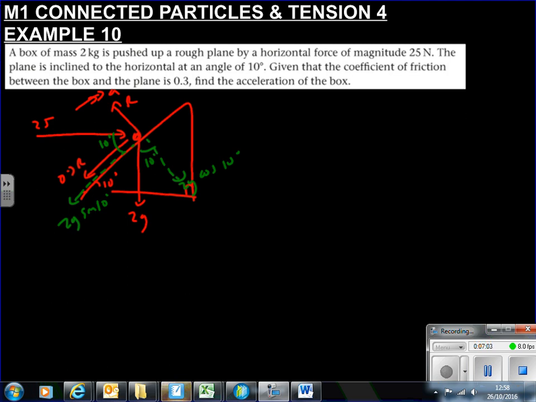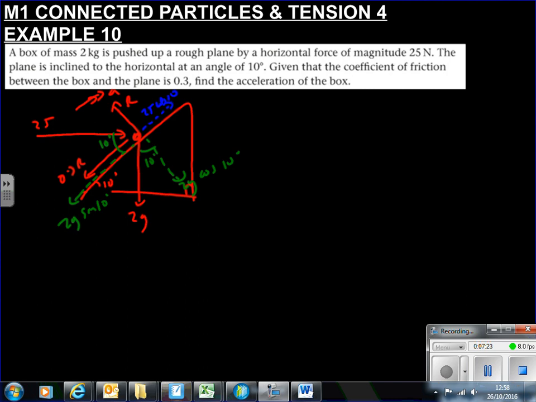So we need to split this into parallel and perpendicular forces. The one going along the slope, again the diagram looks a bit busy, doesn't it? But I can see the one going along the slope is going to be like this. So 25 cos 10, because it's next to the angle.